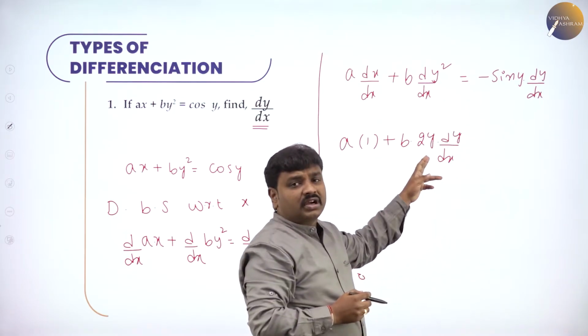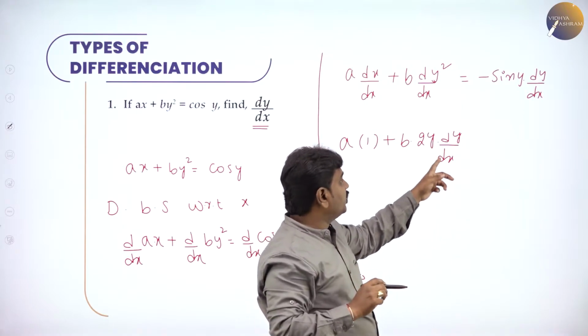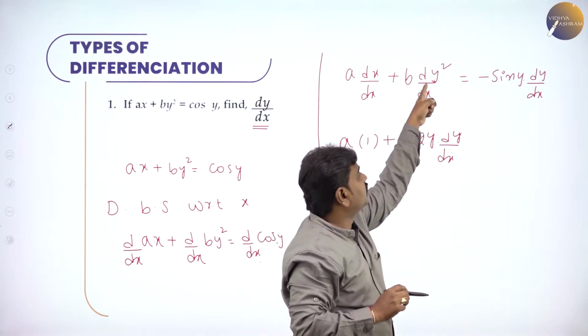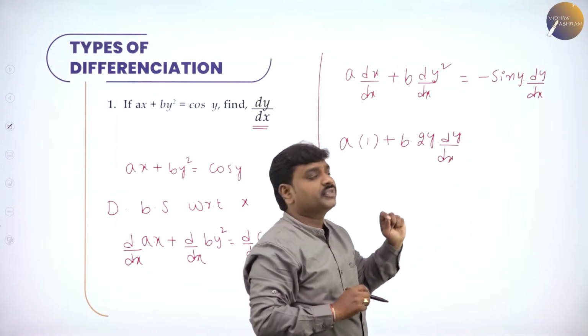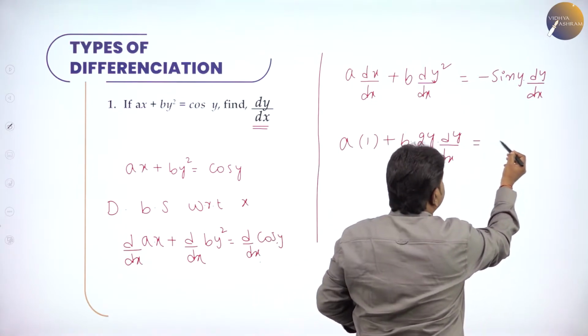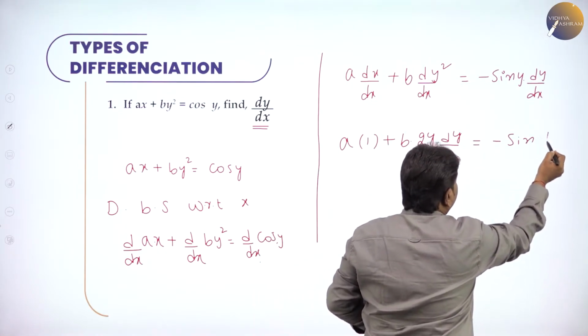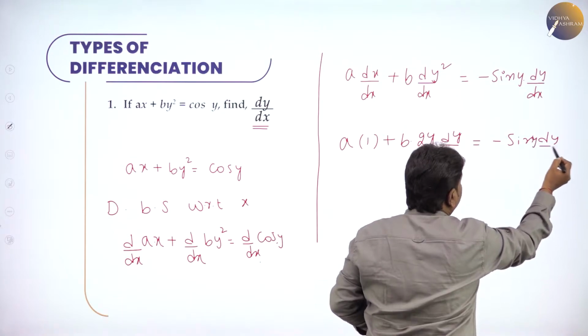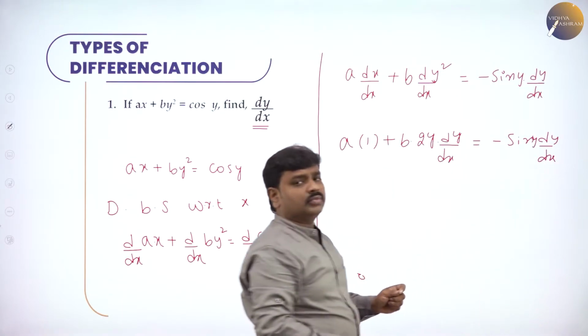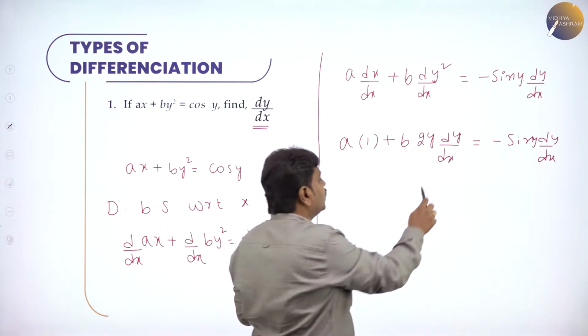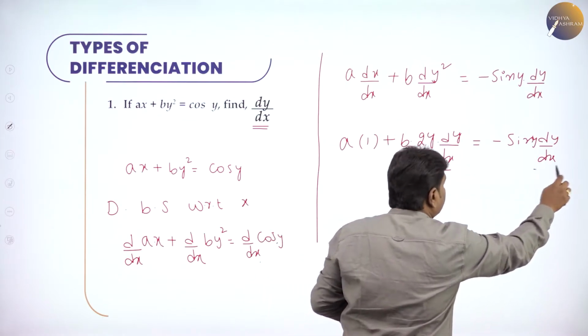Here we don't get just 2y. 2y into d by dx of the internal function. What is the internal function? y, into dy by dx will come. It is equal to minus sin y into dy by dx. Minus sin y into what? dy by dx. Now we have more than one term with dy by dx. Here I have dy by dx, again here I have dy by dx.